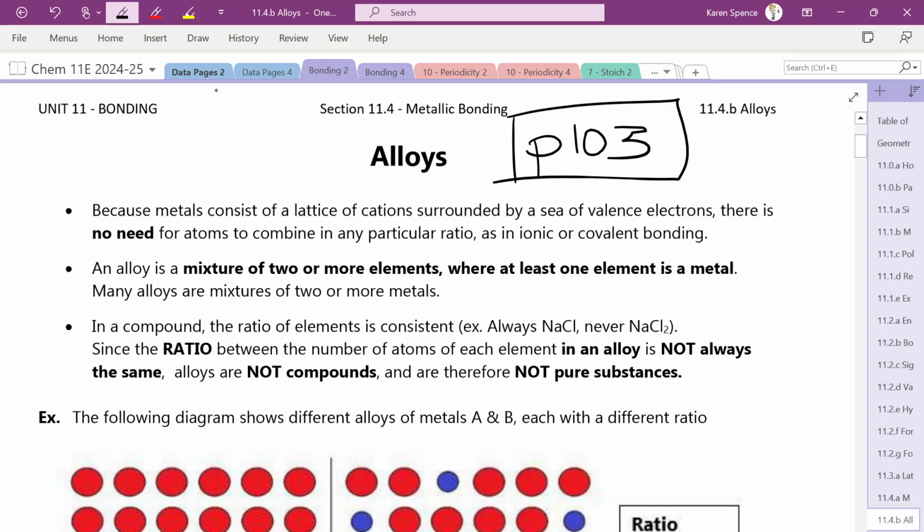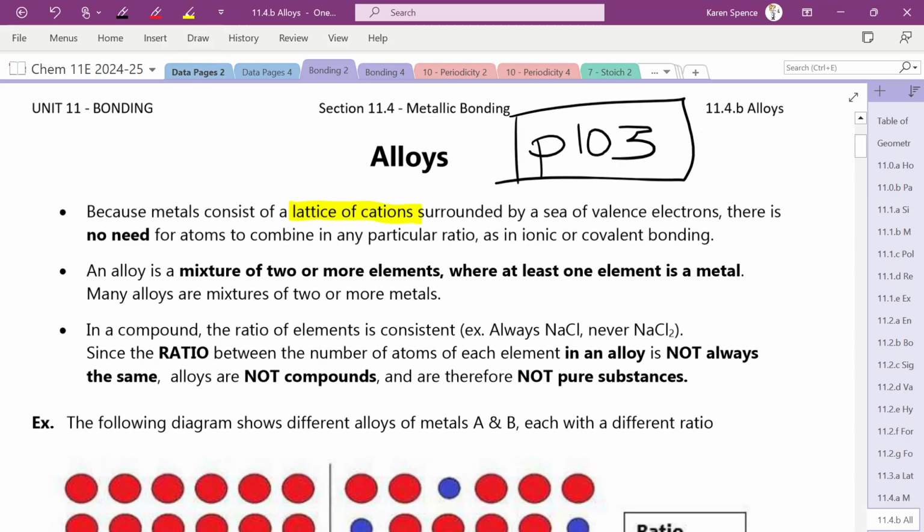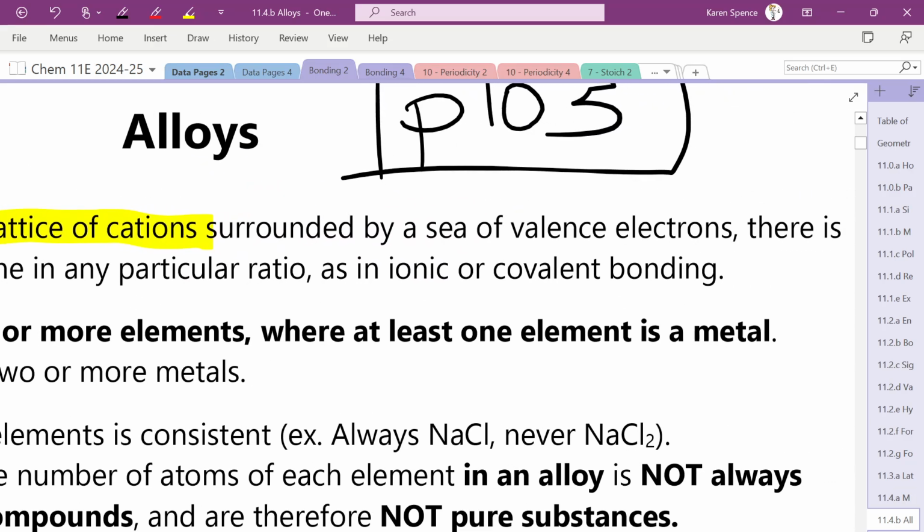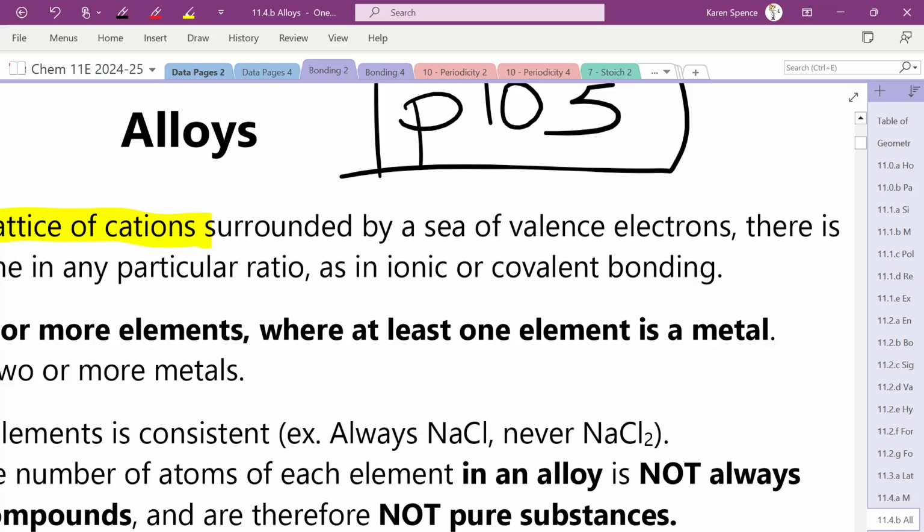Because metals consist of a lattice of cations surrounded by a sea of valence electrons, do they have to combine in any particular ratio? Or could I just melt 50% silver, 50% gold, swirl them together, let them harden? Can I do that? Could I do it with a 90-10 mixture? Absolutely. So alloys are not compounds because compounds have specific ratios, whereas alloys are mixtures. They are homogeneous mixtures of solids.